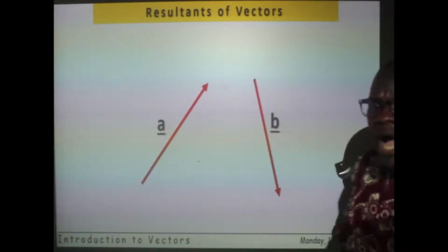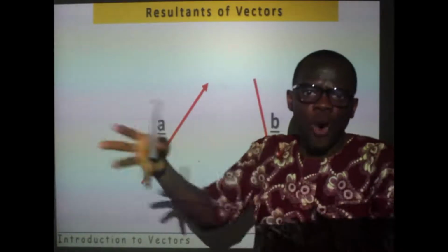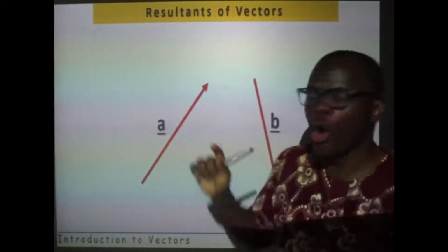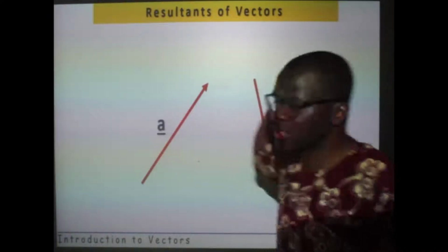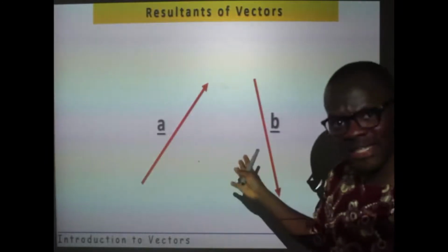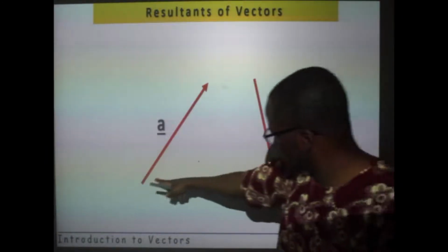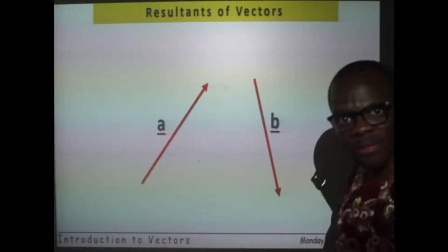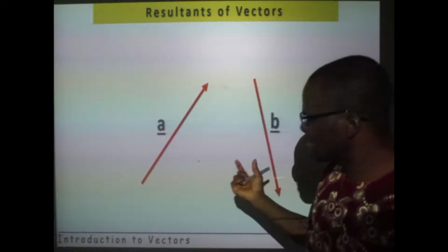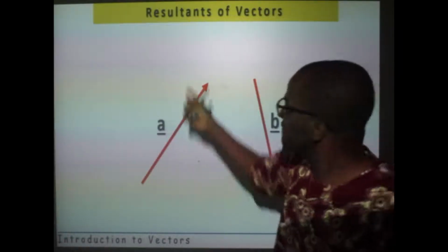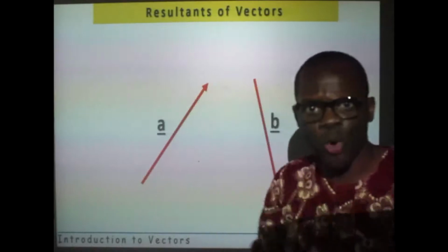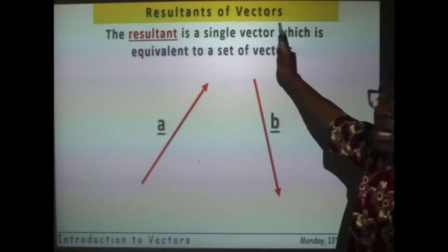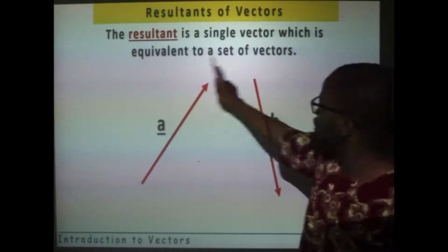Now let's see, how do we combine 2 or more vectors into 1? When you do that, we have what we call resultant vectors. So in this example, you have the vector A going in that direction and then the vector B going down that way, and you want to combine the two vectors to give the resultant. How do we do that? Watch. The resultant is a single vector which is equivalent to a set of vectors.